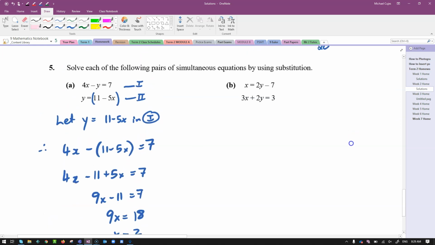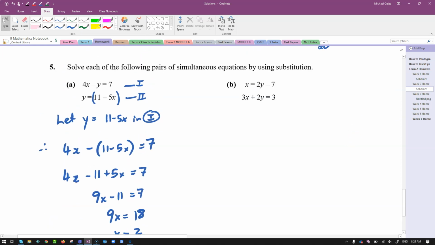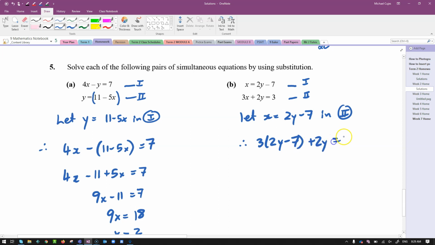All right, last one. Substitution for this one has been set up. The first one set up so that x is equal to 2y minus 7. Let x equal 2y take 7 in the second equation. 3 by 2y takes 7 plus 2y equals 3. Expand those brackets. 6y take 21 plus 2y equals 3.